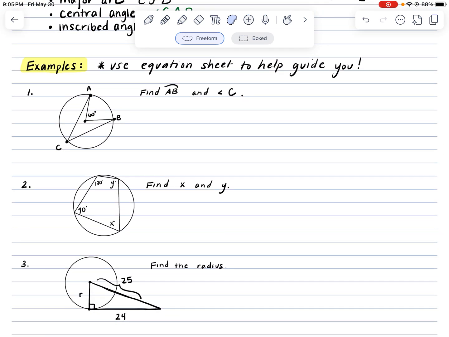So the first few don't actually require the equation sheet. They're just kind of different properties we talked about up above. So this first one, we have a central angle right here of 60 degrees. And when you have a central angle, it's the same as the arc. So this arc from A to B is also 60 degrees. So central angles are the same as the arc. Now, inscribed angles right here are half of the arc. So I would take 60 and cut it in half, and that's 30 degrees.